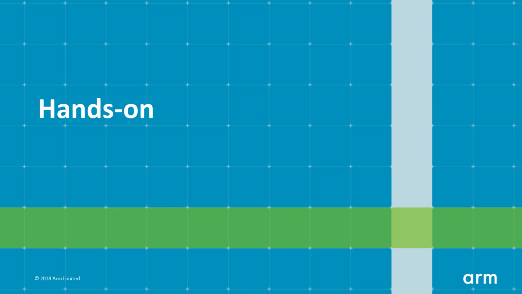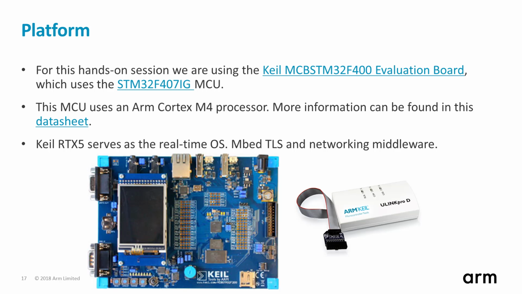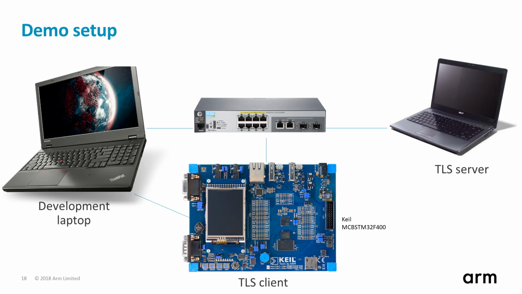With this background knowledge about the TLS exchange, let us do the hands-on. We are again using the same test setup as in part 1 of the webinar. The hardware platform is a Keil evaluation board which uses an Arm Cortex-M4 MCU, and we use the ULINK Pro debugger. Furthermore, we make use of the Keil RTX5 as an operating system with the Mbed TLS and the networking middleware. The demo setup is also unchanged. The client is connected to the server via a switch. The server side runs the SSL_server2 example program provided with the Mbed TLS source code, which you can obtain from the GitHub repository.